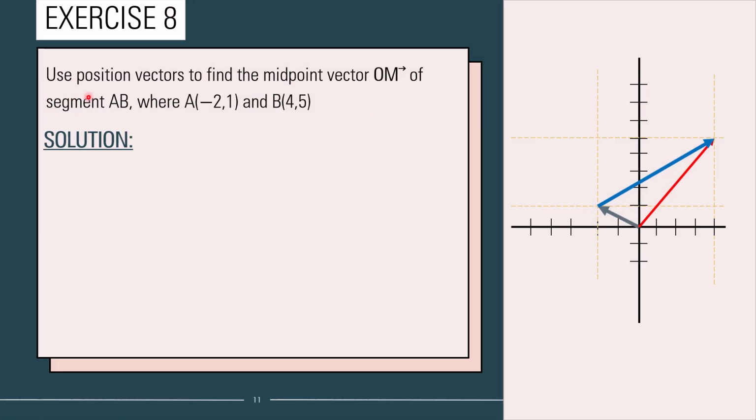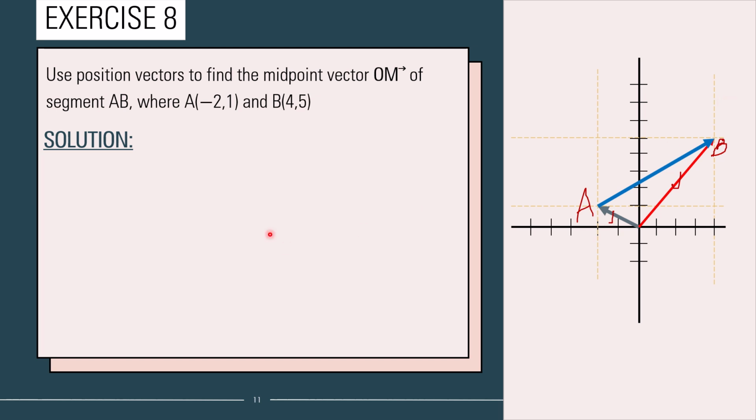Okay, next we have: use position vectors to find the midpoint vector OM of segment AB, where A is (-2, 1) and B is (4, 5). So first of all, you can make A, which is -2 here and 1 here. So this is A. Okay, this is point A, and B is (4, 5), so 4 on the X and 5 on the Y. So this is B. Okay, this is B and this is A. And then this one is AB.